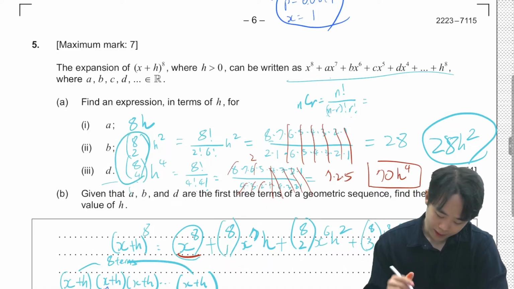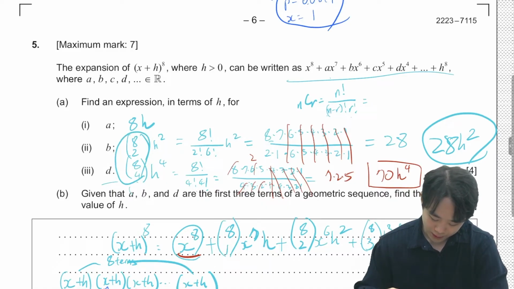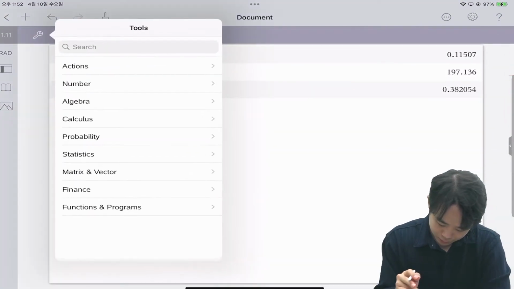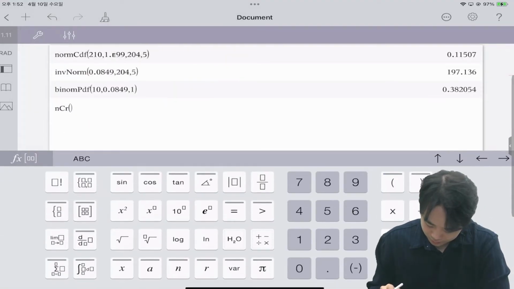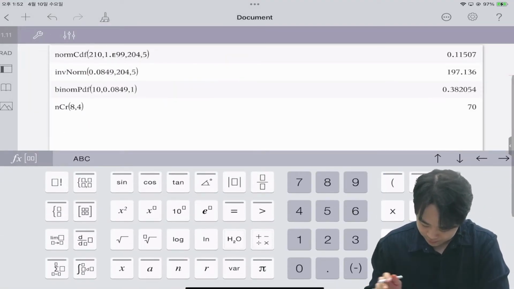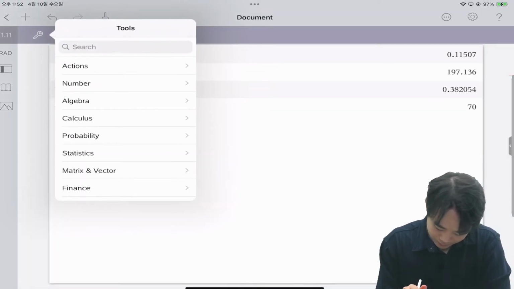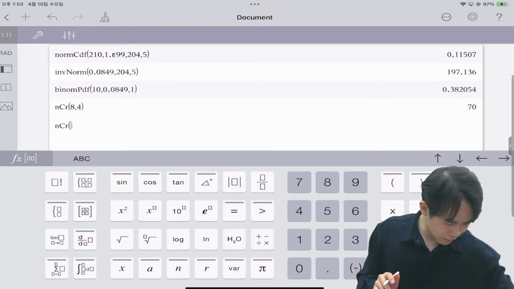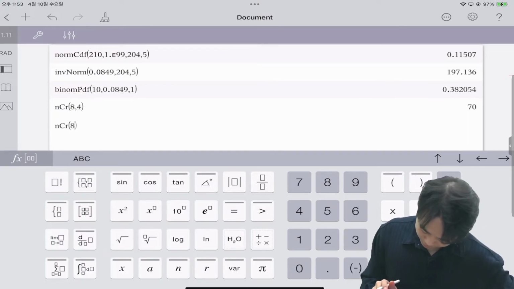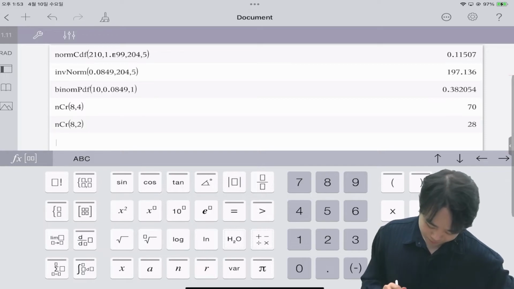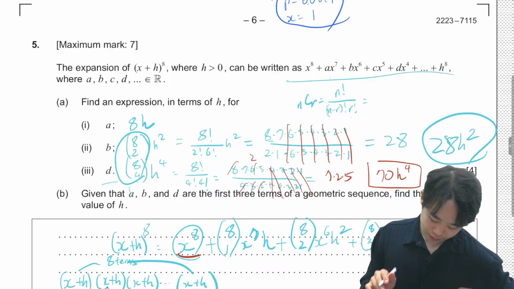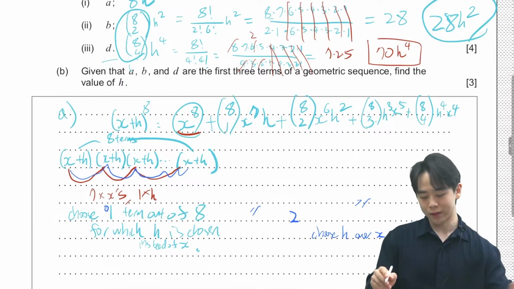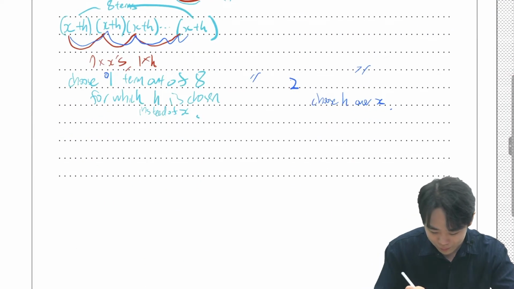You could go to the calculator for this, so 8 choose 2 or 8 choose 4. The calculator can basically go to probability, combinations. 8 choose 4, that's 70. Go to probability, counting, combinations. If you have 8 choose 2, 8 comma 2, that gives you 28. So whether you use a calculator or do this by hand, it's essential that you understand how binomial expansion works. If this is unclear, you can go back to review that part.